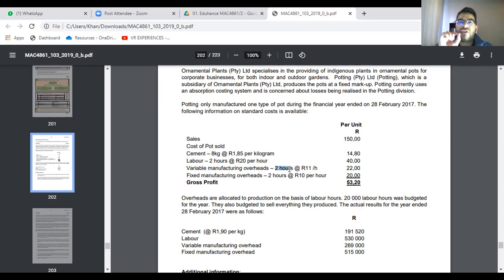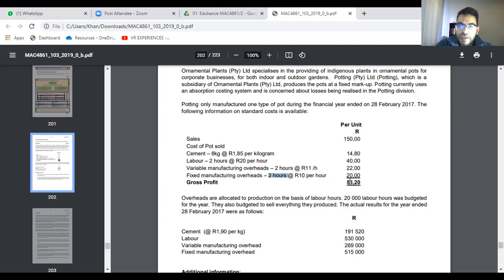Very important. So that means it is an input. So that means we can have all the possible variances. If it was based on an output, like units produced, then we wouldn't be able to have all the possible variances. Okay, so it's based on labor hours, because you can see 2 hours times 11 Rand per hour gives you 22 Rand. Once again, SQI times SP. Fixed manufacturing overhead, same story. 2 hours times 10 Rand per hour gives you 20 Rand. So what you can see, fixed manufacturing overhead is also allocated based on labor hours.